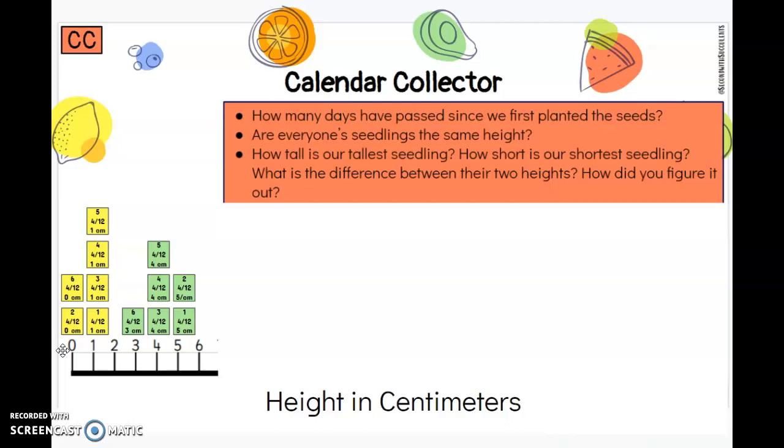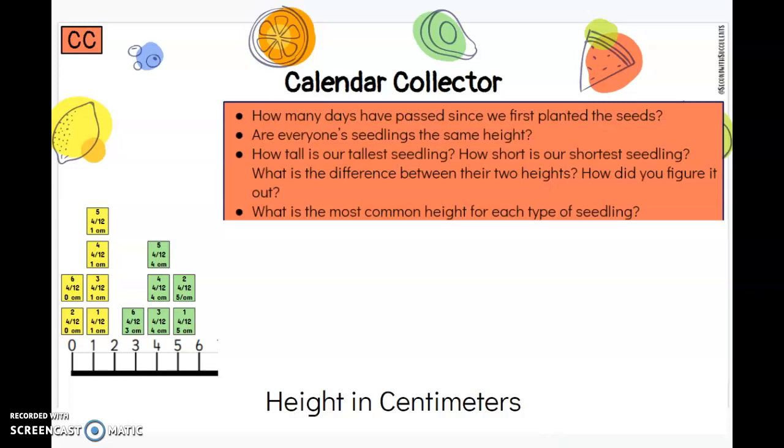So what's the difference between these two seedlings? What's the height difference? Show a connection if you're thinking 5 centimeters. How did you know that? Now you may have known this in a few different ways. You may have just counted up on our line plot like we would on a number line. Or you may have known that the difference between 0 and 5 is 5. Good thinking either way.